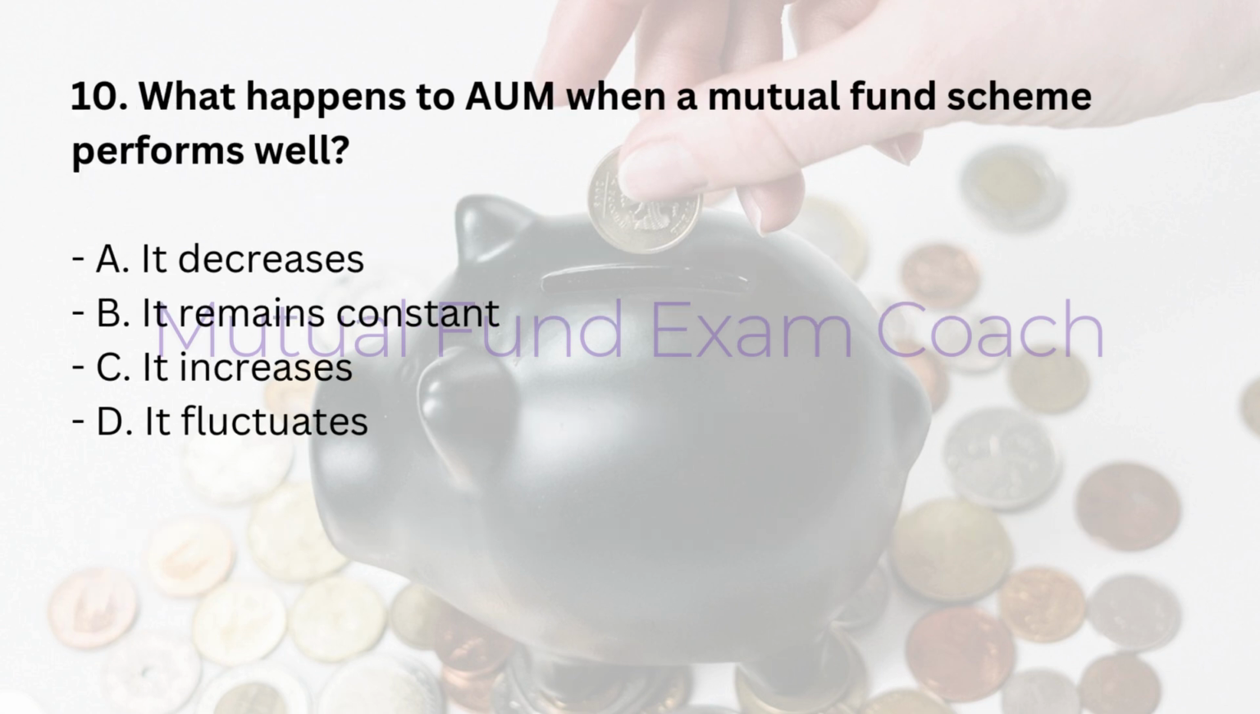10. What happens to AUM when a mutual fund scheme performs well? A. It decreases. B. It remains constant. C. It increases. D. It fluctuates. Answer: C. It increases. 11.